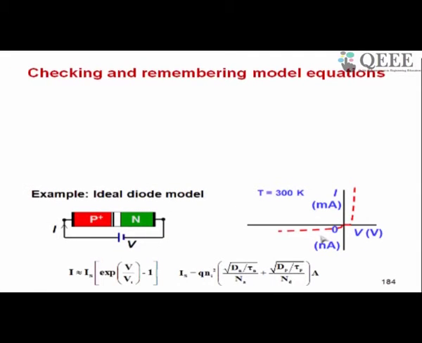Let us take the example of the ideal diode model. It is given by this equation, I equal to Is exponential V by Vt minus 1, where Is in terms of the parameters of the device or material is given here. So this is Q, the electronic charge, Ni is the intrinsic concentration, Dn is the diffusion coefficient of electrons on p side, tau n is the lifetime of electrons on p side, Na is the doping of the p side. Similarly, you have corresponding terms on the n side.